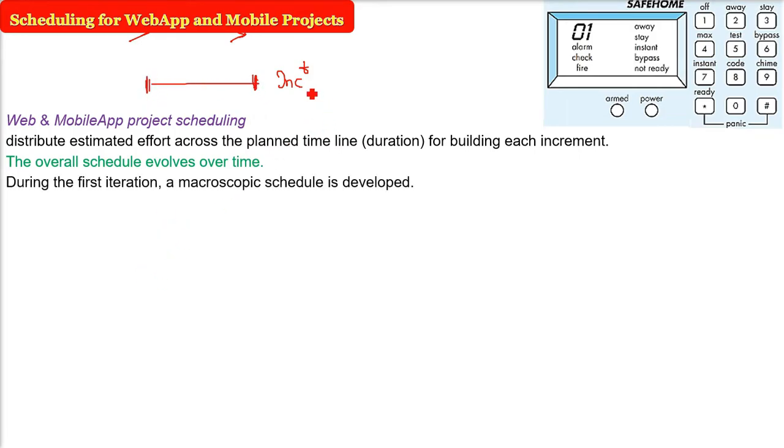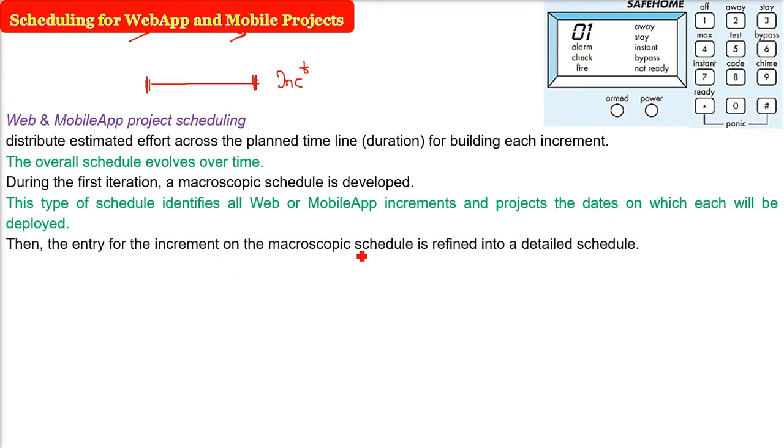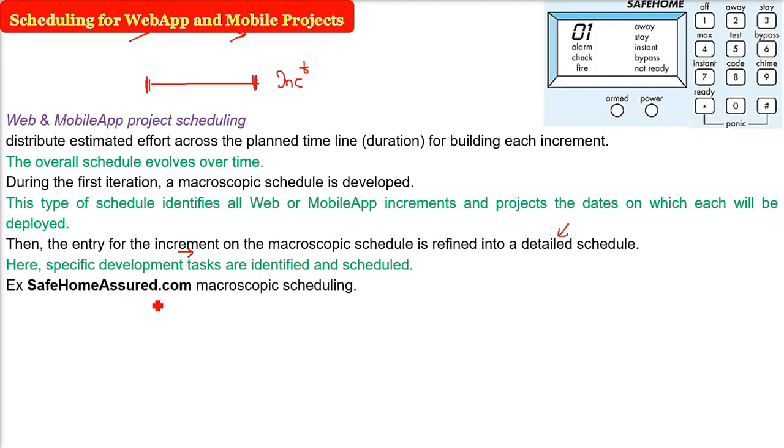For example, in the first iteration, there will be a macroscopic schedule, that is the big schedule, not going into the detail. This type of schedule will identify the web or mobile app increments and the dates on which each will be deployed. The entry for this increment on the macroscopic schedule is then refined into a very detailed schedule, the microscopic schedule. Here the tasks are identified and scheduled.